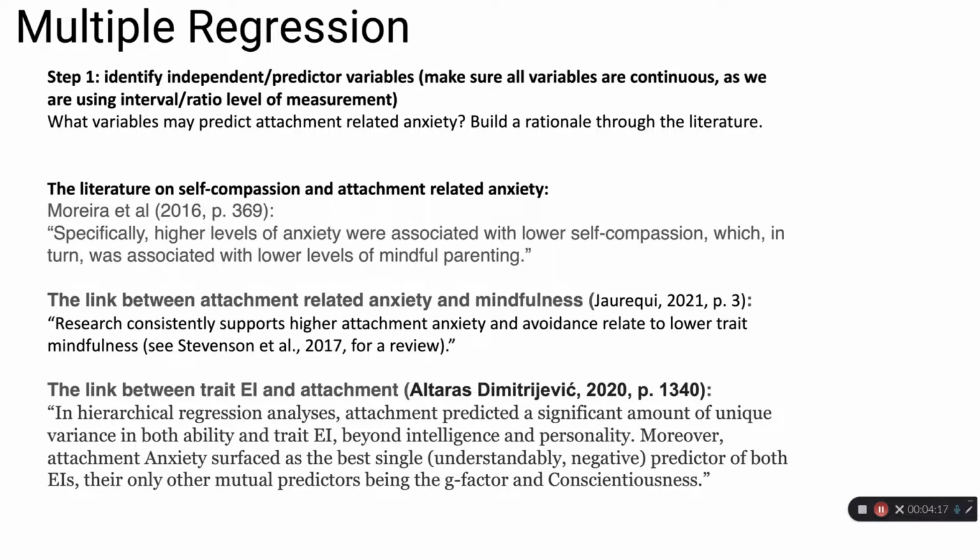So we're going to be looking at attachment-related anxiety, or anxiety about our close personal relationships, as our dependent variable. And then when we were looking through some of the independent variables, one of the things we saw was that there's a lot of literature linking self-compassion and attachment anxiety. Consider this quote from Moreira's article from 2016 that says specifically, higher levels of anxiety were associated with lower self-compassion, which in turn was associated with lower levels of mindful parenting. So self-compassion and attachment-related anxiety were linked. So we wanted to look at self-compassion as a predictor variable.